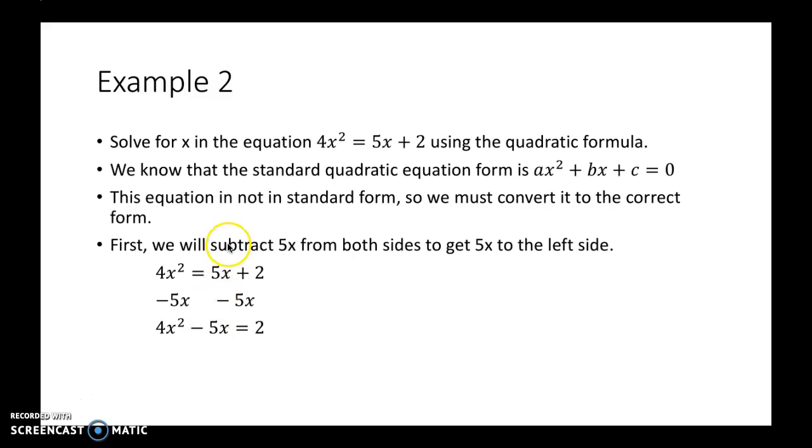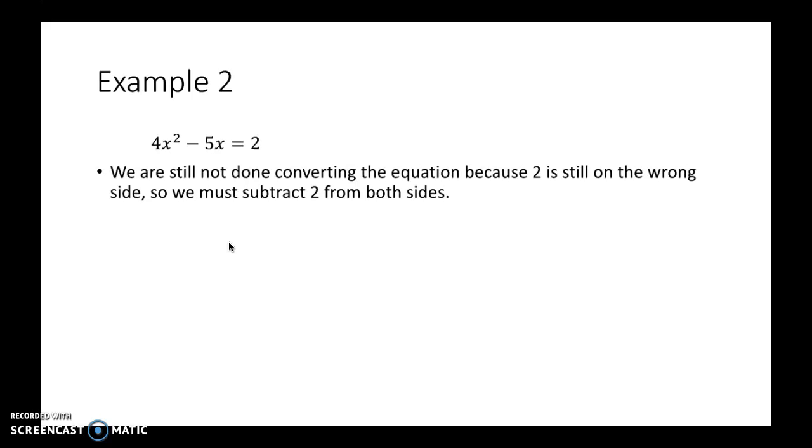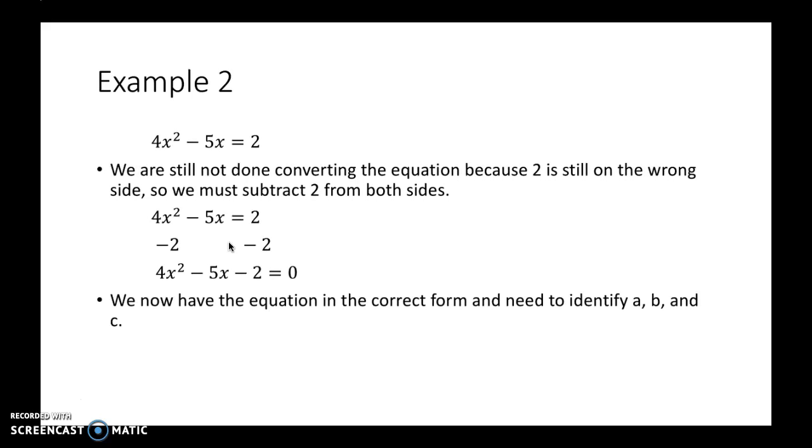So the first thing we can do is subtract the 5x from both sides to get it to the left side and away from the right side. And then after that, we subtract 2 from both sides to get the equation in the form that we want, where it's 4x squared minus 5x minus 2 equals 0. And now that we have the equation we want, we can identify a, b, and c. By looking at the equation and knowing our original quadratic equation, we know that a equals 4, b equals -5, and c equals -2.